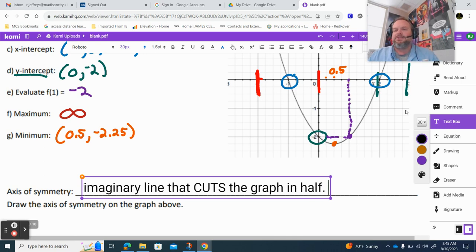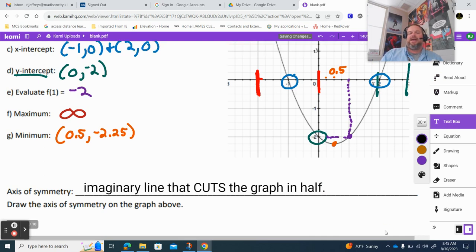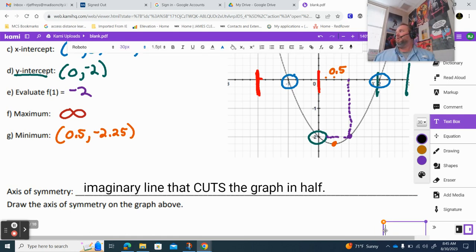Okay, it's an imaginary line that cuts the graph in half. It's got to cut it perfectly, not like when you're trying to break a cookie with your friend and you accidentally get more than they do. No, it's perfectly symmetrical. Okay, perfectly symmetrical.